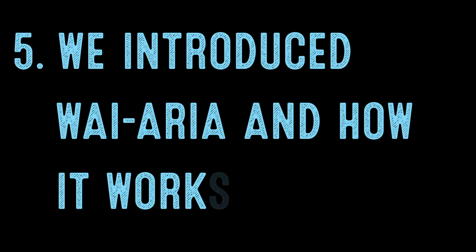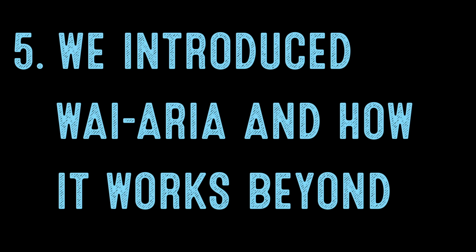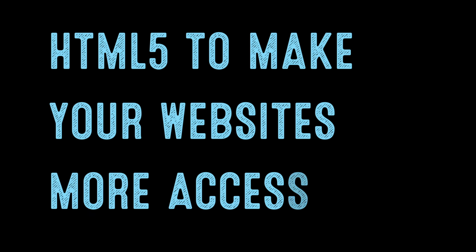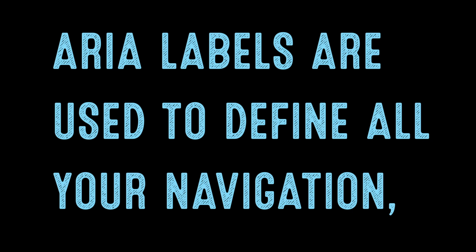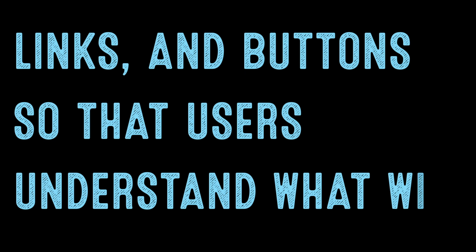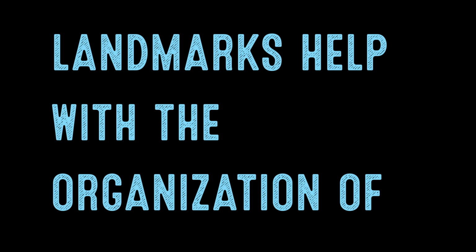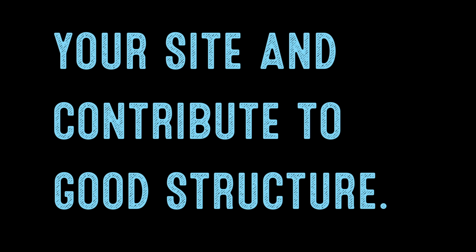5. We introduced ARIA and how it works beyond HTML5 to make your websites more accessible. ARIA labels are used to define all your navigation, links, and buttons so that the users understand what will happen if a link or button is clicked. ARIA landmarks help with the organization of your site and contribute to creating good structure.